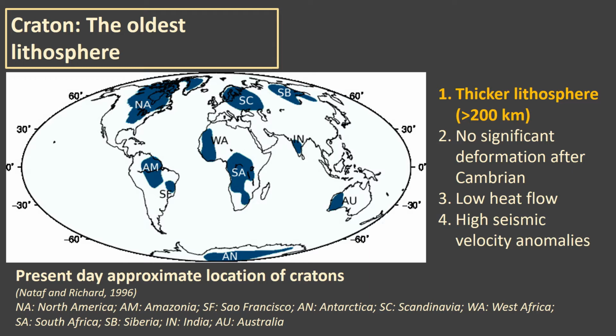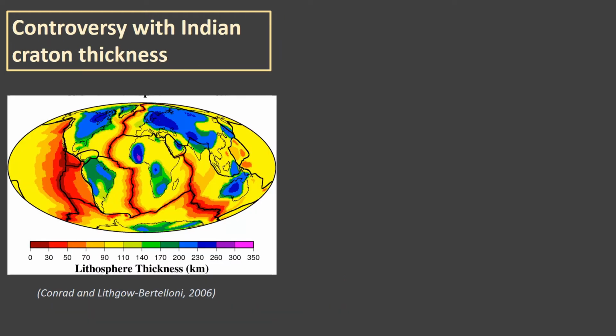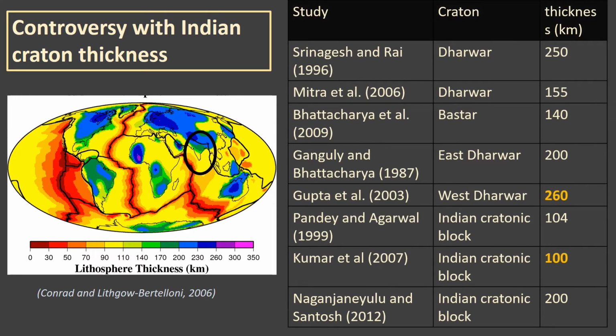One of the major characteristics of the cratons is that they have a very thick lithosphere. Normal lithosphere are around 100 kilometers thick, whereas these cratonic lithospheres are more than 200 kilometers thick. However, there is a controversy with the Indian craton thickness. If we see this lithosphere thickness map, we see that Indian craton is only 100 kilometers thick, which is marked by this yellow or the green to yellow color.